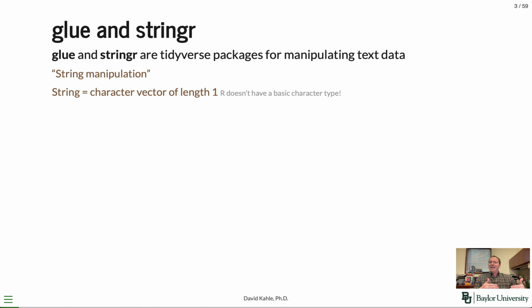Remember that R does not have a basic type of a character. So what we're getting here with a string is really a sequence of characters, and R is going to see that as a character vector of length 1. Other programming languages that do have a basic type of a character, in those languages, a string is a sequence of characters that would spell out something. Okay, now that something could be one word, like David, D-A-V-I-D, or it could be a whole sentence, or it could be a chapter, or it could be an entire book in one gigantic string.